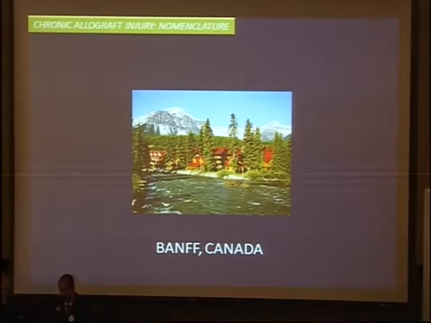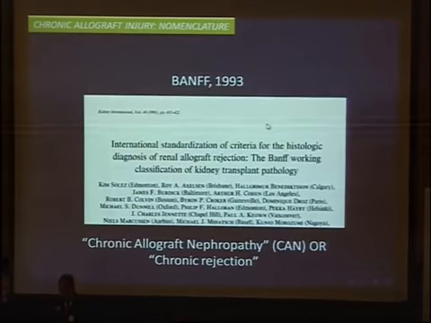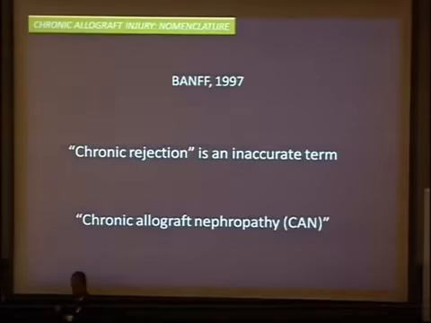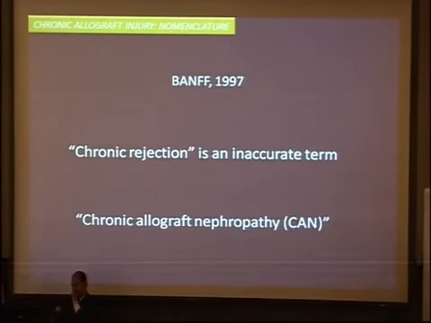So in this small city in Canada, the first BANF meeting used the term chronic rejection to describe chronic graft loss. However, about 4 years later, the same group realized that immunologic factors are not the only cause for progressive loss of graft function, and there might be non-immunologic reasons, and therefore the BANF schema coined the term chronic allograft nephropathy, or CAN, which is perhaps the most abundant term still used till now.